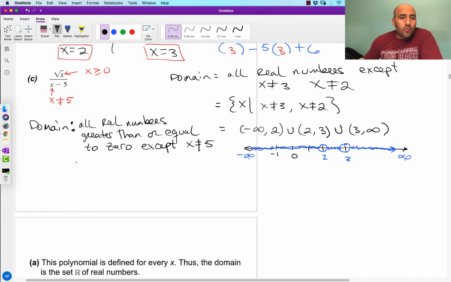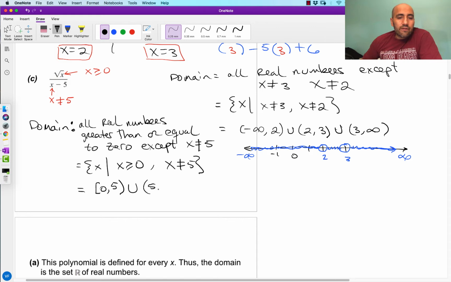Okay. We can also say that the domain is x such that x is greater than or equal to 0, and also x does not equal 5. That's another way of saying the same thing. Or with interval notation, we can also say that we start off at 0. We're allowed to let 0 be a value, all the way up to 5. Don't let it be 5. Union with, starting at 5, go all the way out to positive infinity. That's another way of describing that.